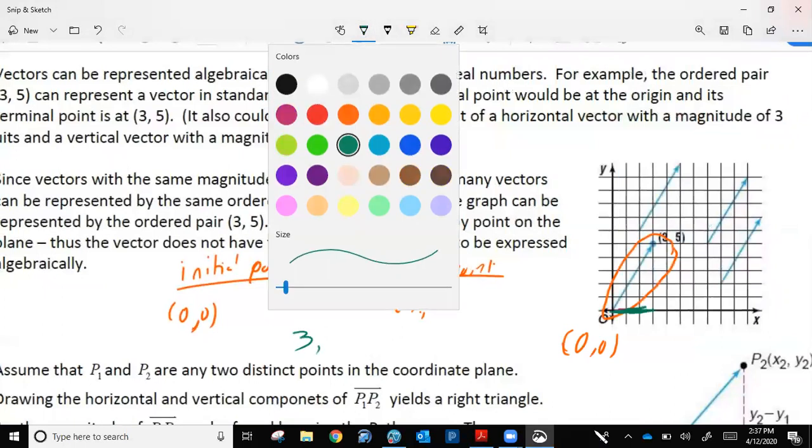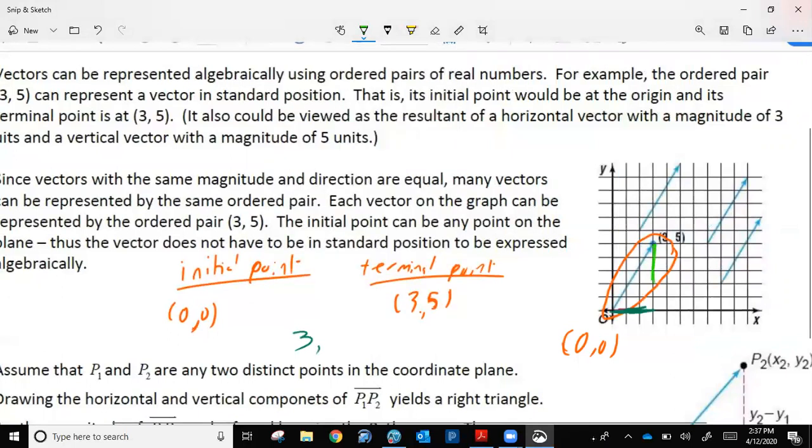And then how far does this vector move vertically? Well, from bottom to top, we went 1, 2, 3, 4, 5 units up, or I started at 0 in the vertical Y position, and I stopped at 5 in the vertical Y position. From 0 to 5, we traveled through 5 units. The vector between those 2 points then is 3, 5.